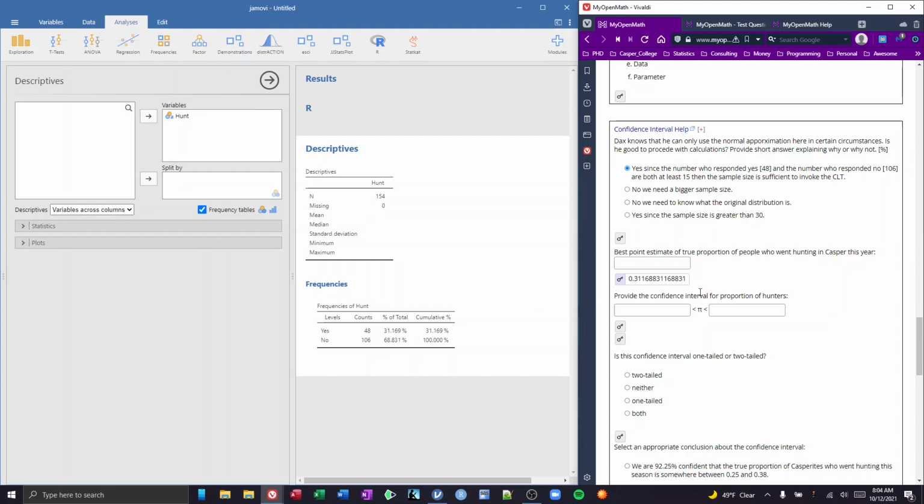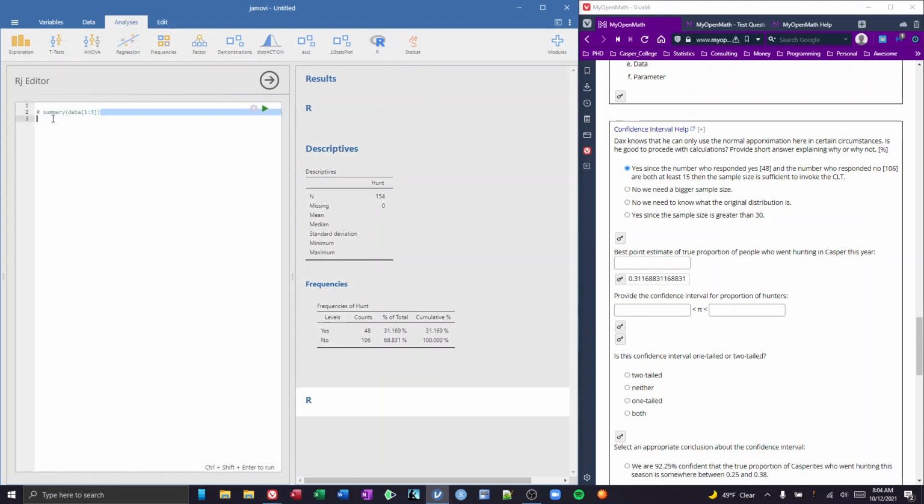Okay, so now we're looking for this confidence interval for the proportion of hunters. All right, so in order to do this, we are going to go to R real quick. We're going to go to the R editor. And before we get going, we're going to click on the gear and say we want to show code and output when we run stuff.